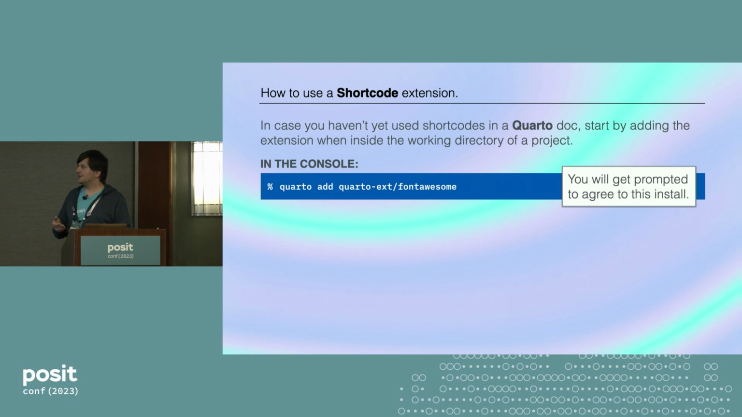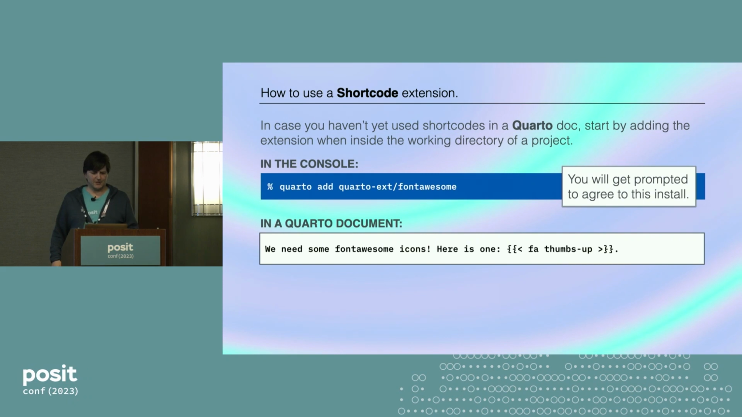The reason we do that is because we download the actual extension. It just becomes an extensions folder, and you essentially commit that when you are doing git. When you run that, you'll be prompted to agree to this install. You'll actually get prompted twice, but in most cases, it's good to say yes.